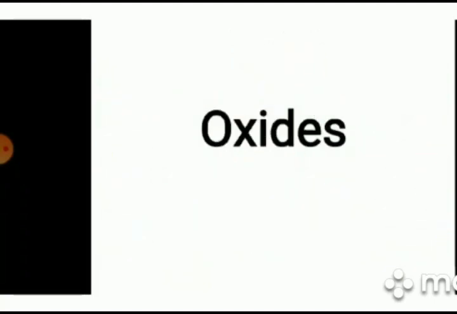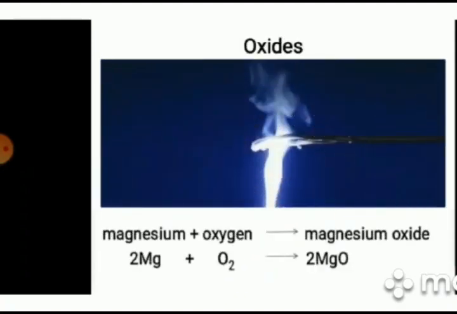The next one is oxides. Do you know what is an oxide? An oxide is a compound of oxygen and another element. Oxygen combines with all the other elements except for the rare or noble gases. Most metals burn in oxygen to form metal oxides. For example, when magnesium reacts with oxygen, it produces magnesium oxide, that is a white powder.